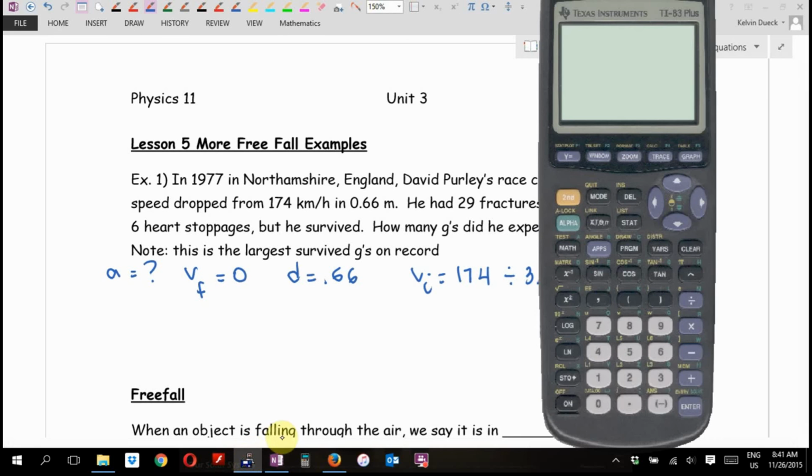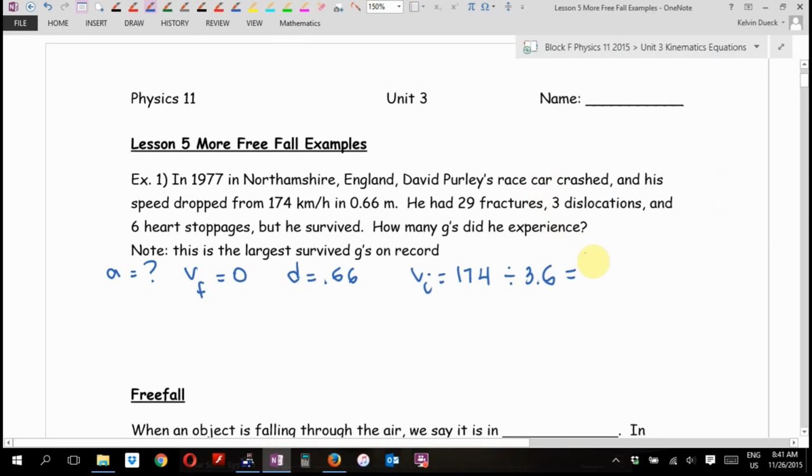So I'm going to go 100, this one won't work out evenly because I'm using actual numbers from real life, not numbers that I've made up. 48.333. I'm going to write 48.3, but I'll just keep this on my calculator. I'm going to use my answer button. 48.3. All right, which equation can I use to find acceleration?